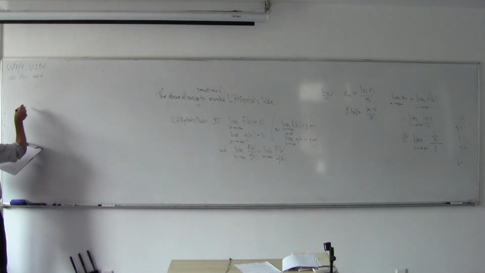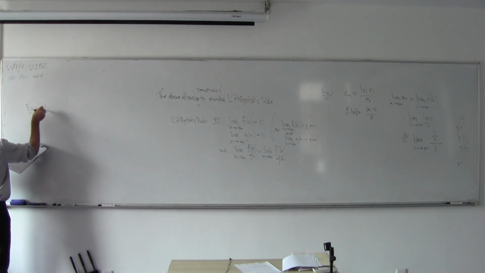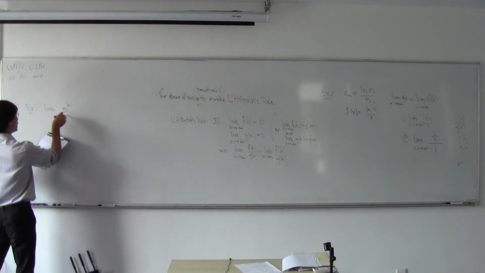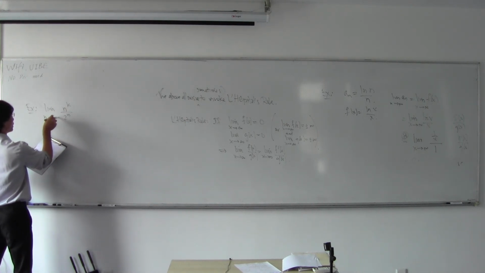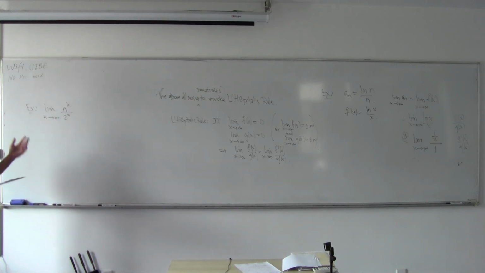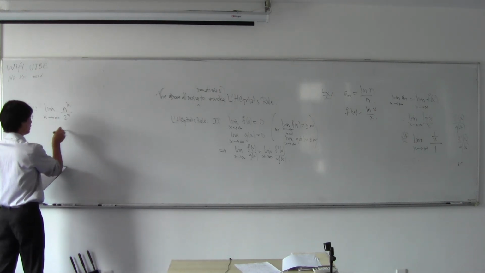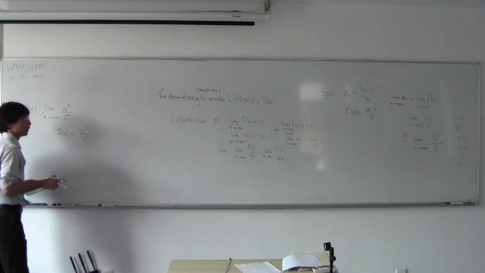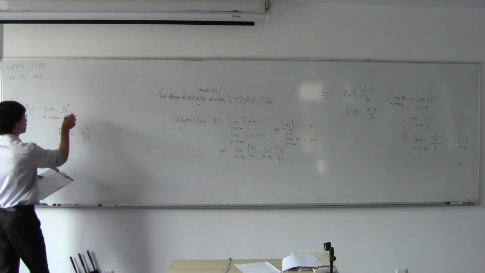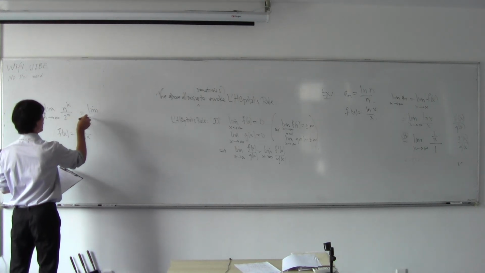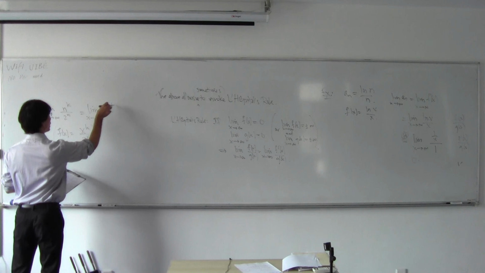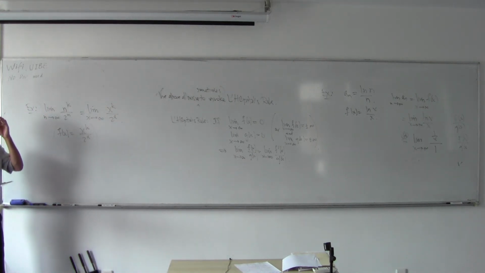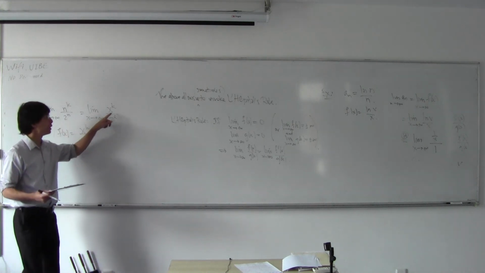Okay, another example. The limit of n to the k over 2 to the n as n goes to infinity. Again, you make up some function, x to the k over 2 to the x, and you're going to take the limit of that as x goes to infinity. Again, you see what happens as x goes to infinity.